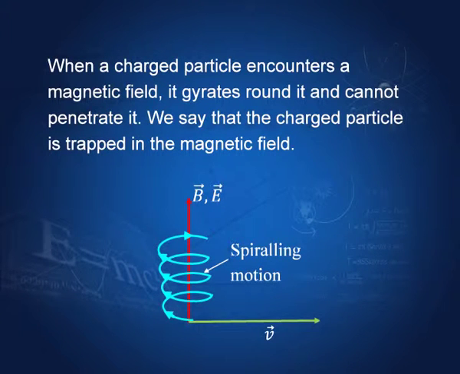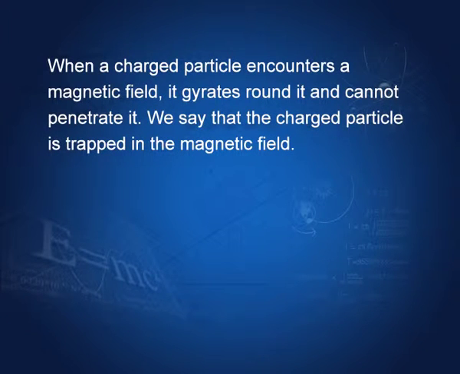When a charged particle encounters a magnetic field, it gyrates around it and cannot penetrate it. You see, a particle was moving like this, it found a magnetic field, then it got trapped, because it cannot go past the magnetic field. It is trapped in the magnetic field, it just goes around the magnetic field.